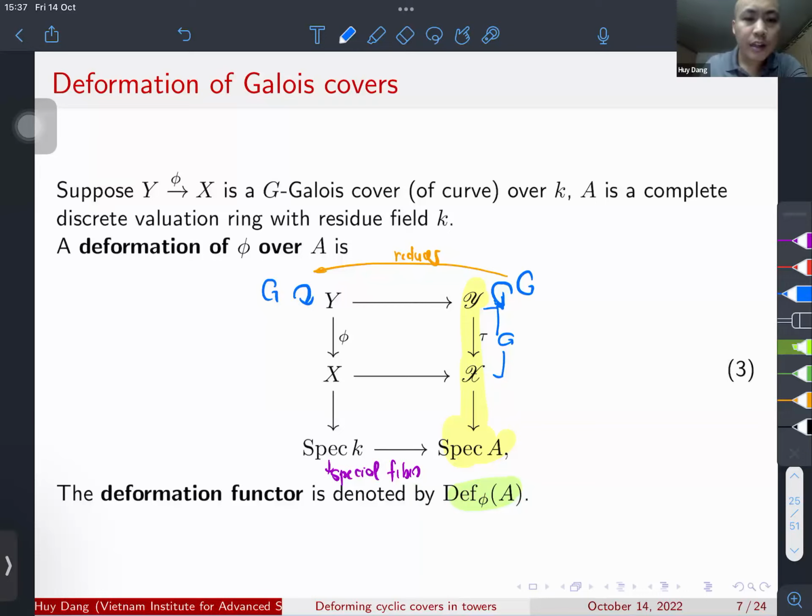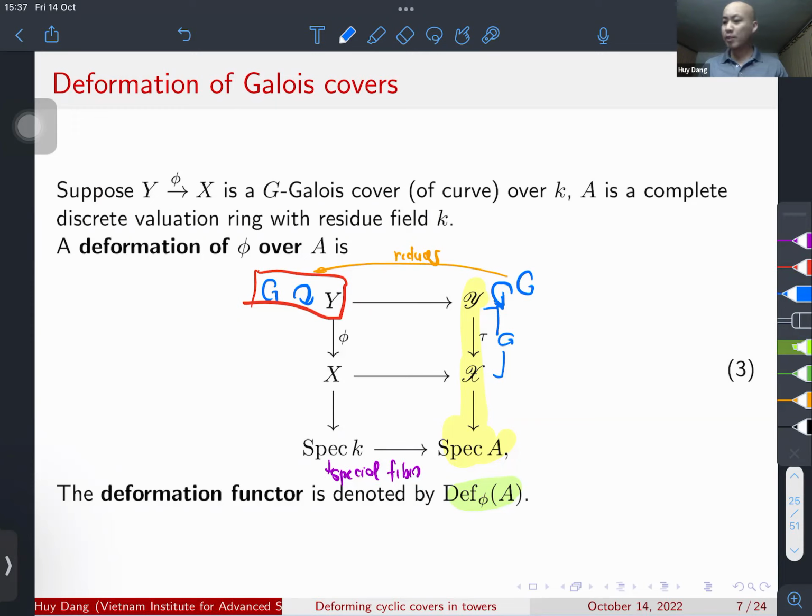Yeah, so it reduces. You start with a G action on the left, right? And the deformation. So when you have a deformation, then you have a cover with the root action. So it's just a G-Galois cover on the right, so that the G action in here, when you restrict to the special fiber, is isomorphic to the original. I think that is a good way to think about this. Does it answer your question? Okay. Any other question?